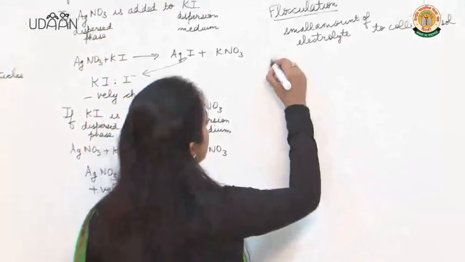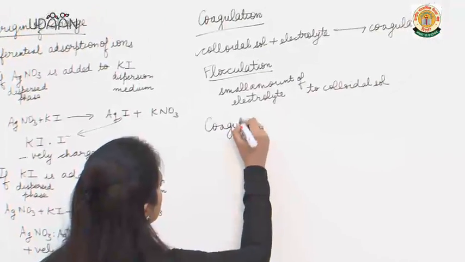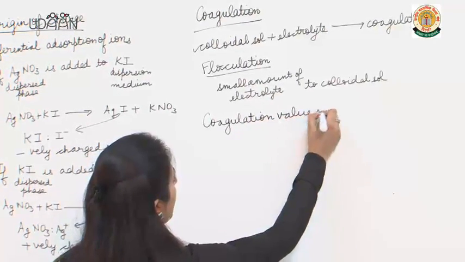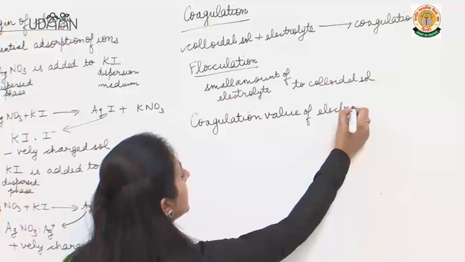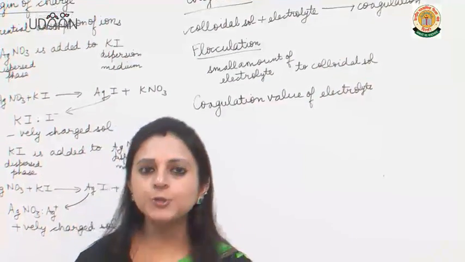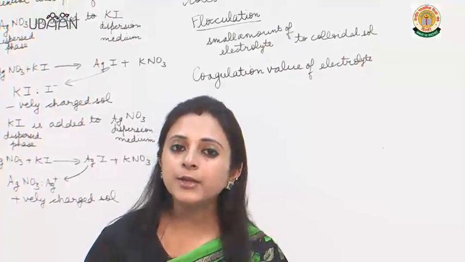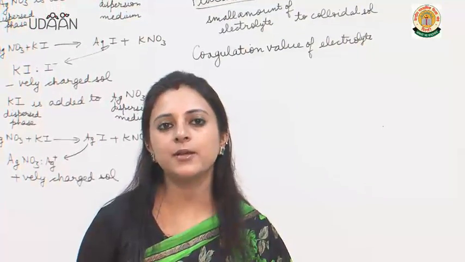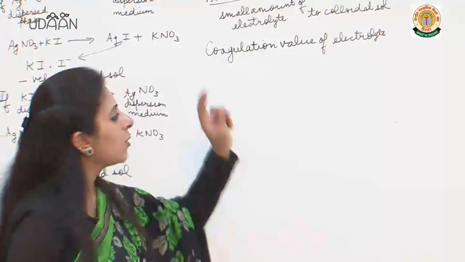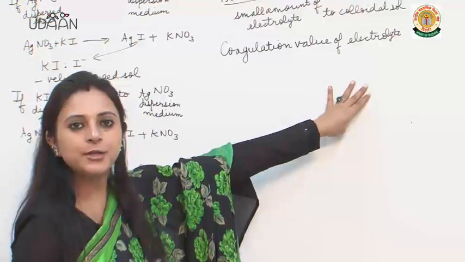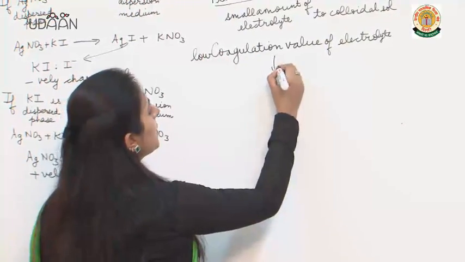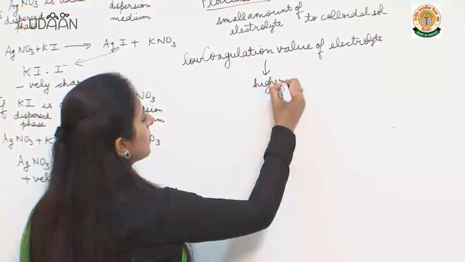Now what do I understand by the coagulation value of an electrolyte? The minimum amount of electrolyte which I add to the colloidal sol so that coagulation can take place is known as the coagulation value. So the lower the coagulation value of an electrolyte, the higher would be the coagulation.